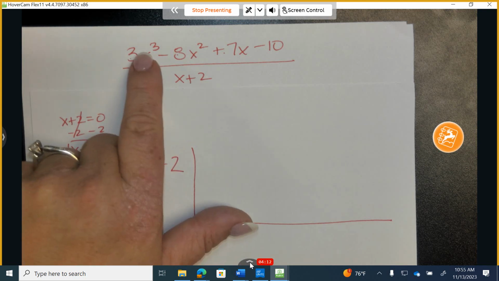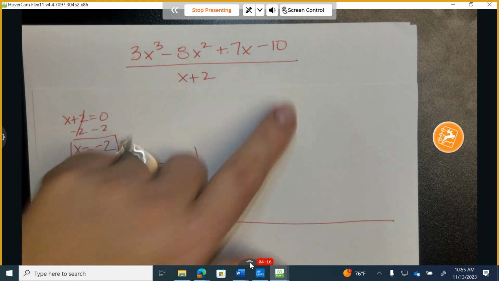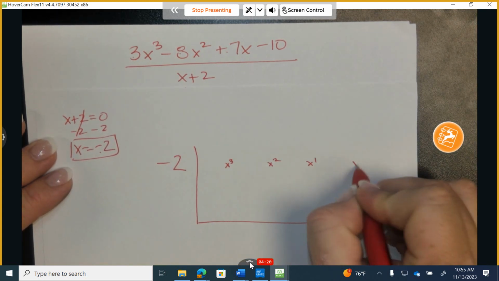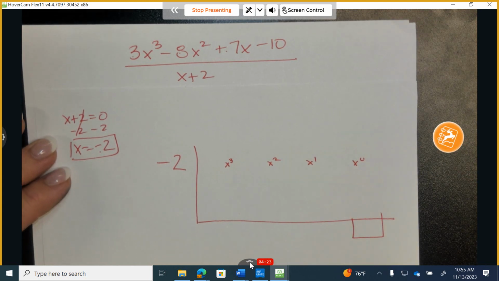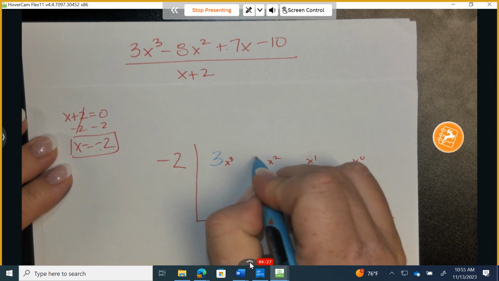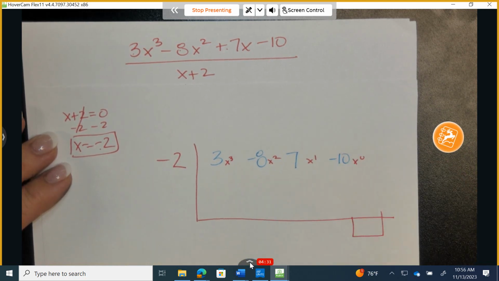You answer. You tell me. What is the degree in the numerator? That means what's the highest value on a variable? 3. So I'm going to write 3, 2, 1, and 0. And then I'm going to go back and put in the correct coefficients that are going to pair up with x cubed, x squared, x to the first, and x to the 0.